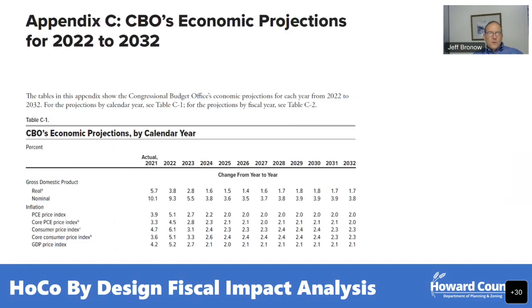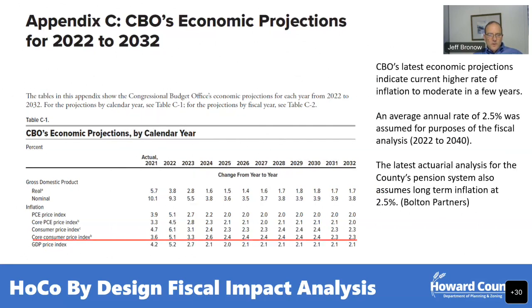And so we wanted to include inflation to look at the nominal results. So this is the CBO's latest economic projections from 2022 to 2032. You can see the actual in 2021 for the core consumer price index was 3.6%. The projection for 2022 was 5.1. We don't have the actual for 2022 yet, and so that may change. It may actually increase a little bit.